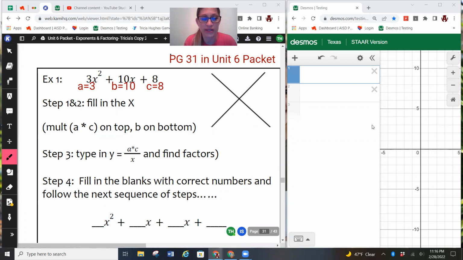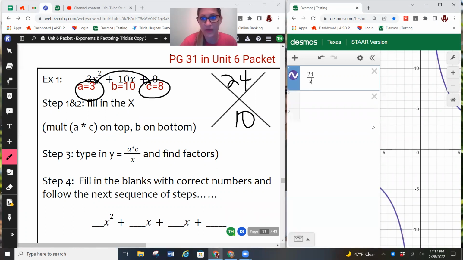So example 1 is 3x squared plus 10x plus 8. I have pre-labeled what A, B, and C represent. I'm going to fill in my table, my x. Remember, it's A times C. 3 times 8 is 24, and B goes at the bottom. So what multiplies to 24 that also adds to 10?